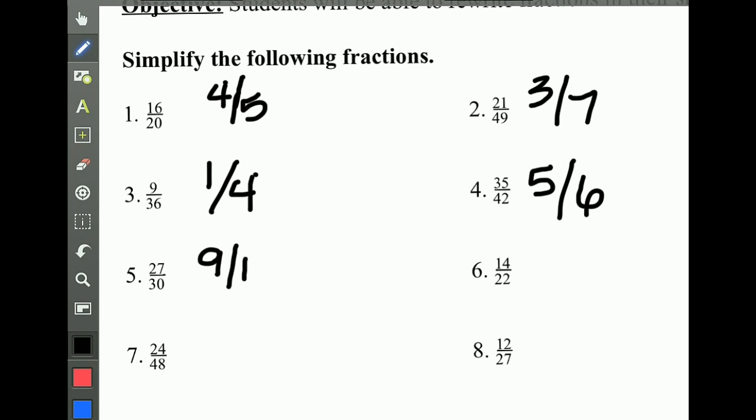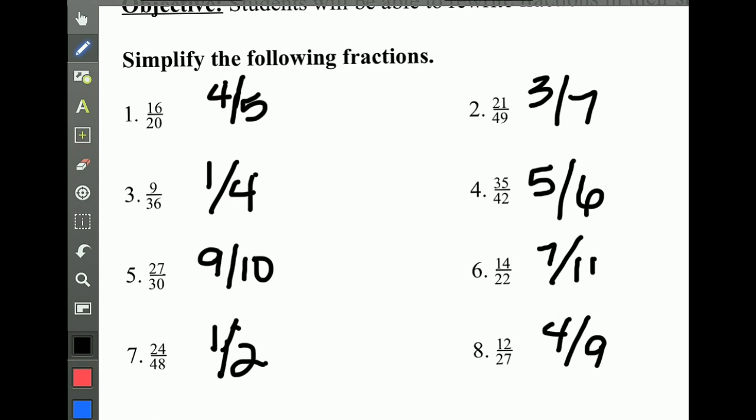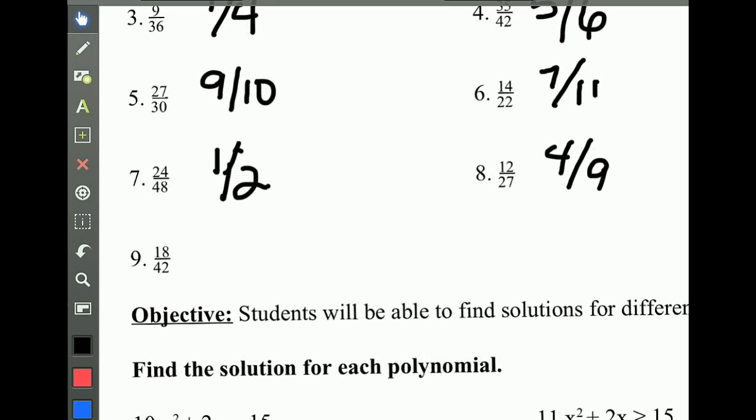27/30 reduces to 9/10. 14/22 reduces to 7/11. 24/48 reduces to 1/2. 12/27 reduces to 4/9. And 18/42 reduces to 3/7.